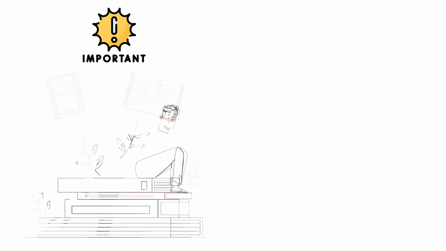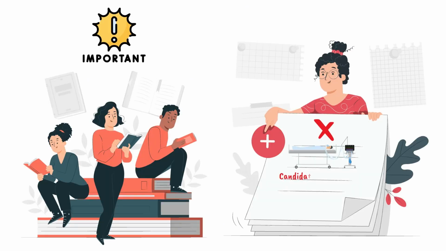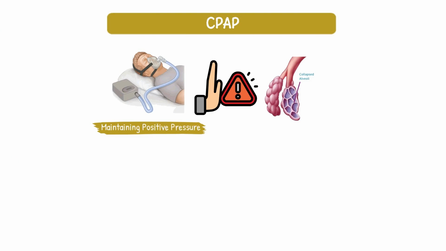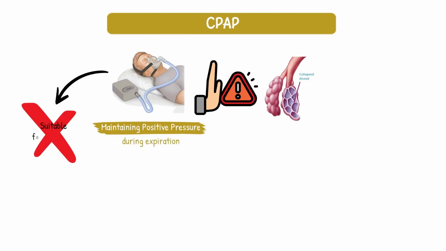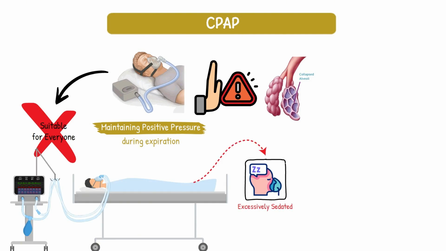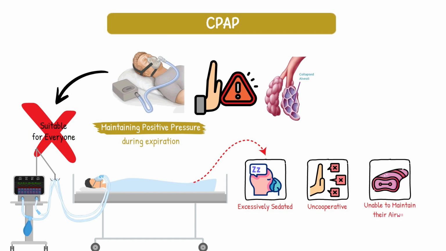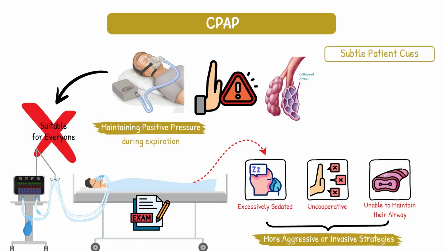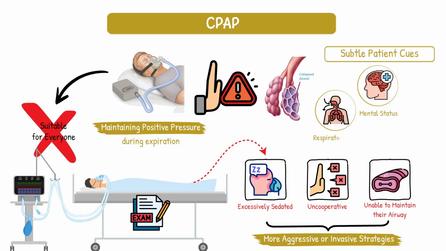It's also essential to understand that not all patients are candidates for every lung expansion modality. For example, CPAP can be helpful in preventing alveolar collapse by maintaining positive pressure during expiration, but it's not suitable for everyone. Patients who are excessively sedated, uncooperative, or unable to maintain their airway should not be placed on CPAP. Instead, more aggressive or invasive strategies may be necessary. The board exam tests this judgment by presenting you with subtle patient cues, such as mental status, respiratory rate, and ABG results, that indicate whether a therapy is appropriate or contraindicated.